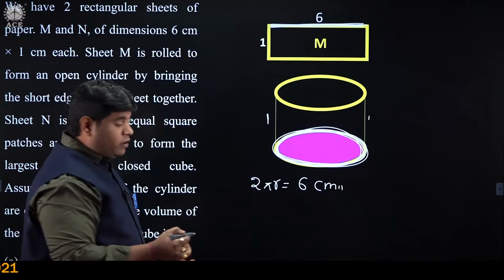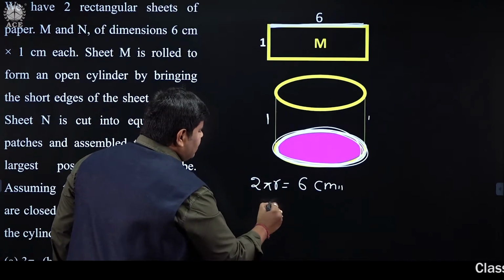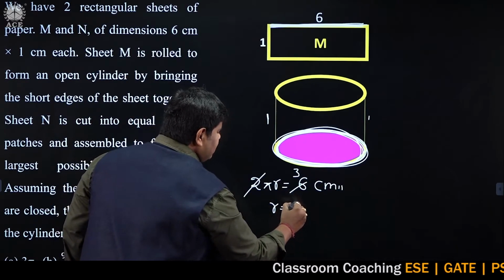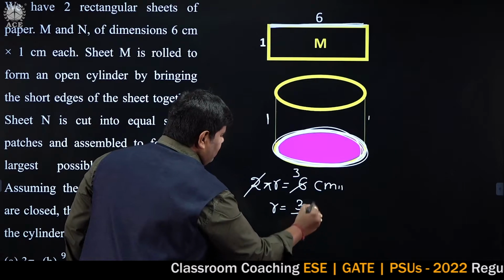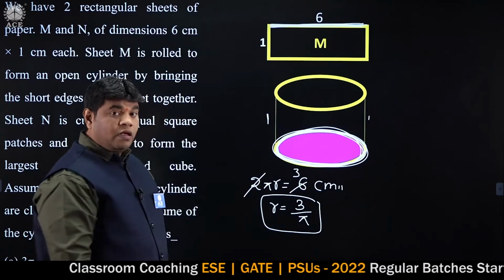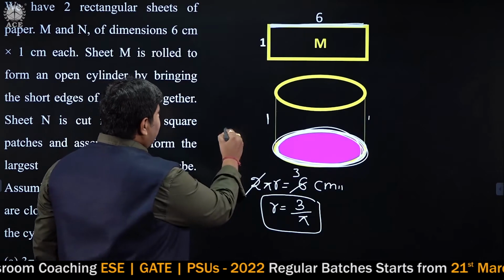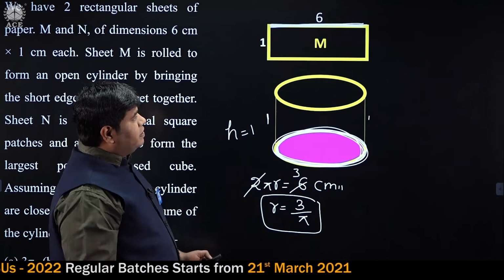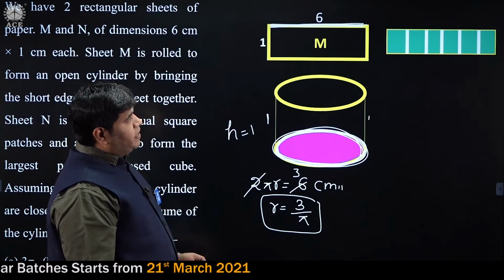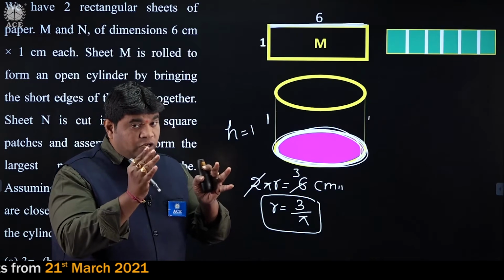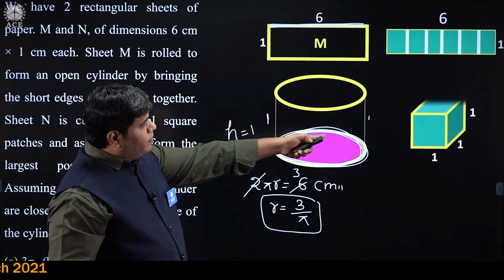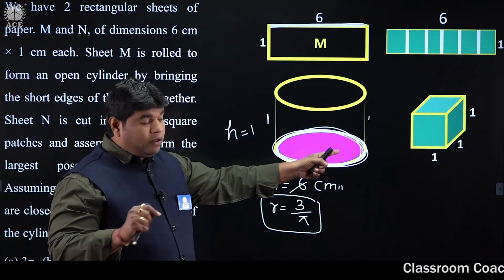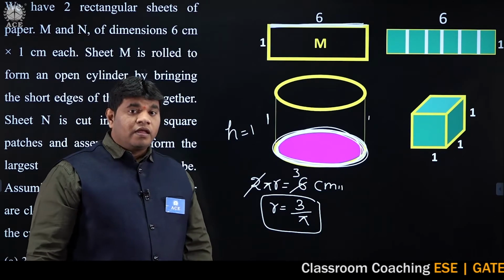Got it, all of you? 6 centimeters. So what is the r value then? The 2s cancel. Then what is the answer? 3 by pi. This is the r value. What is the h value? 1. Next, another sheet N, 6 equal parts, formed as the largest cube. So this is the cube. Length, breadth, height, cube means everything is the same. So 1, 1, 1. So this is the information.